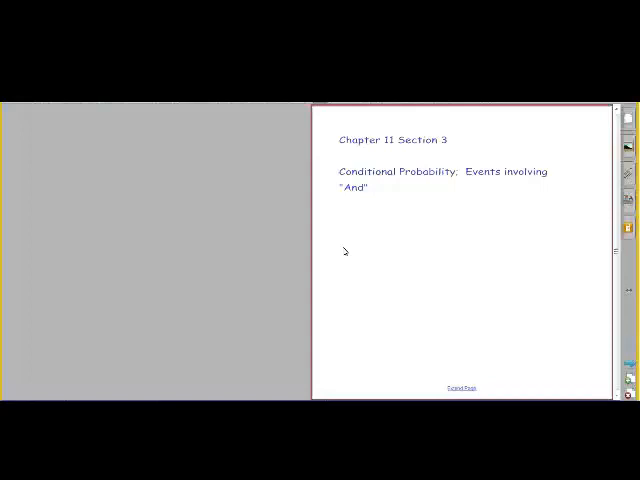So conditional probabilities are events involving an and. So we've done not, we've done or. This is and.